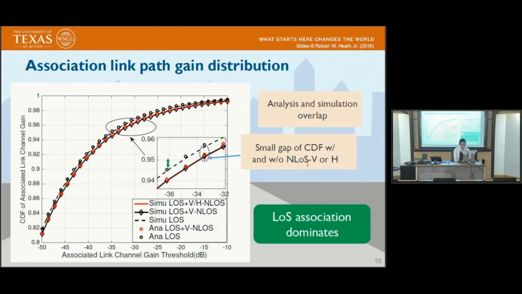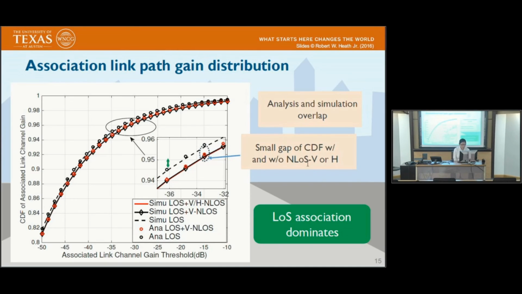This is the simulation result of the CDF of the associated link path gain distribution. In the simulation we mainly consider the comparison of three different cases. The first is that the receiver can only associate with a line of sight base station. The second case is that the receiver can be associated with either a line of sight base station or a non-line of sight base station on the vertical streets. And the last case is that we consider association to all potential base stations, including those on the horizontal streets.